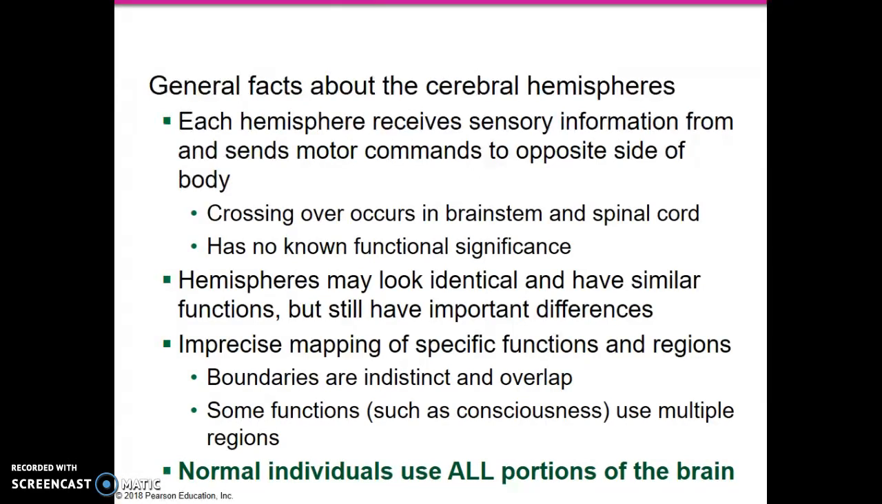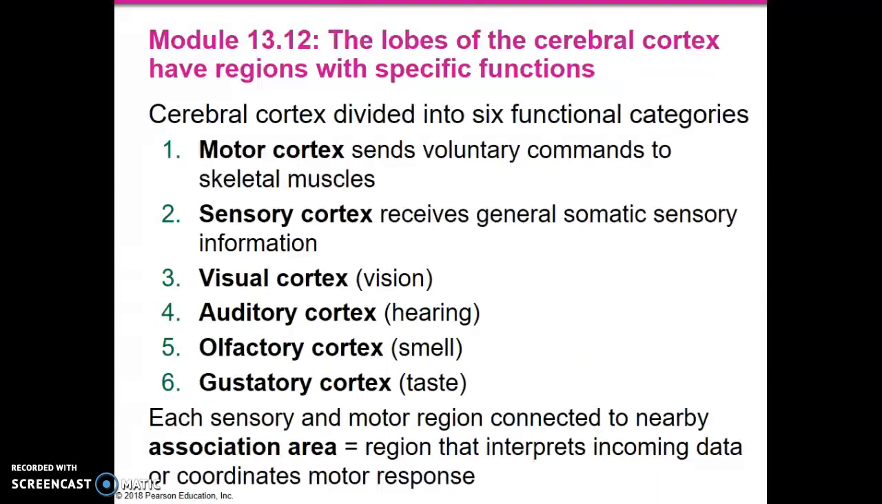General facts. Each hemisphere receives sensory information from the opposite side of the body and sends motor commands to the opposite side of the body. This crossover occurs in the brainstem and the spinal cord. The hemispheres may look identical and have similar functions, but still have important differences. And there's no real distinct map of the brain because some of the functions overlap. We do not use 10% of the brain. We use all of our brain.